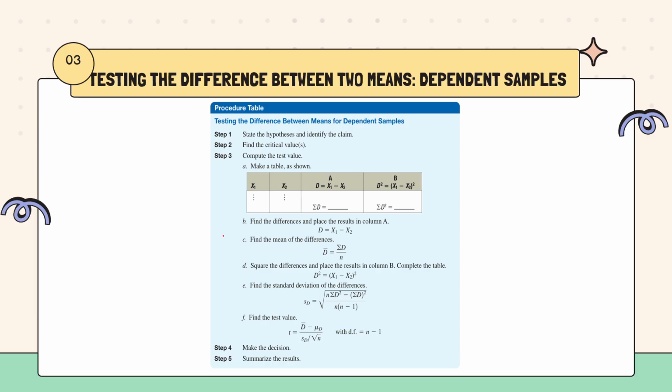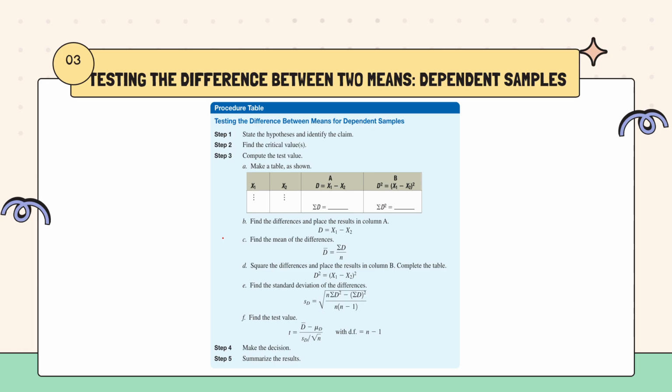So testing the difference between two means, dependent samples. There is a procedure table. Step 1, state the hypotheses and identify the claim. Step 2, find the critical value or values. And step 3, compute the test value.